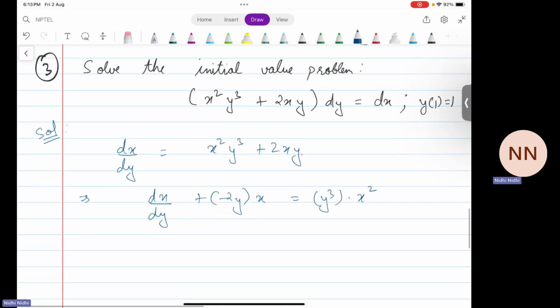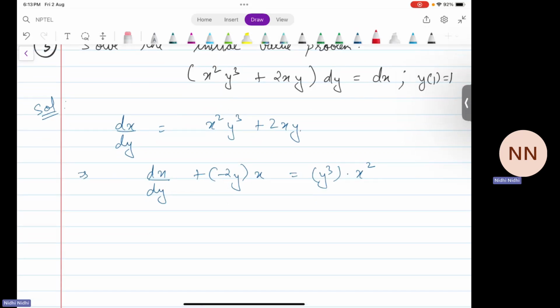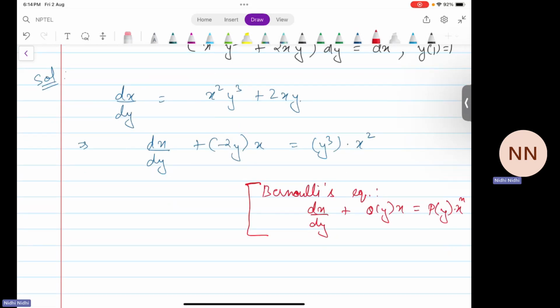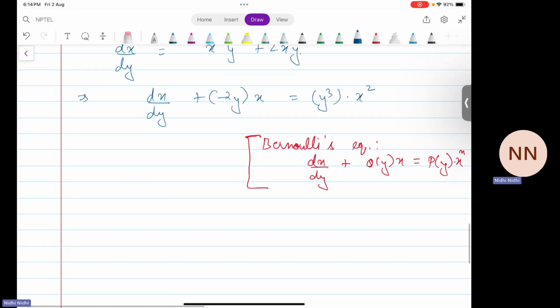So we all know a general Bernoulli's equation is of the form dx by dy plus some function of y times x is equal to some function of y times x power some n. This is a general Bernoulli's equation. So here our n is equal to 2. So how do we solve such an equation? We start with the substitution.